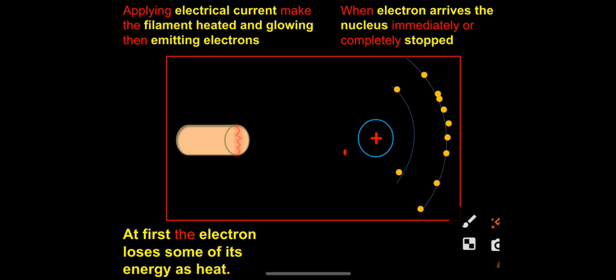So when we apply the electrical current, the filament is glowing and heated, then produces the electrons in a process called thermionic emission. The electrons lose most of their energy as heat because of the interaction with the outer shell electrons, then get close to the nucleus, and when they arrive at the nucleus, the electrons are stopped or decelerated.